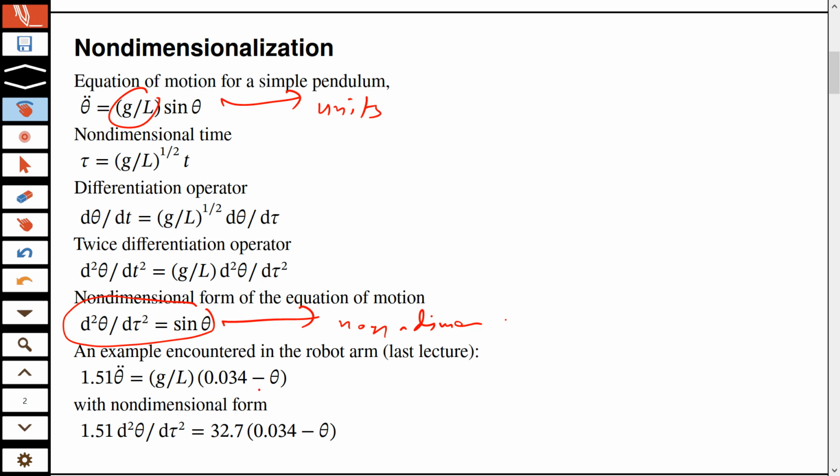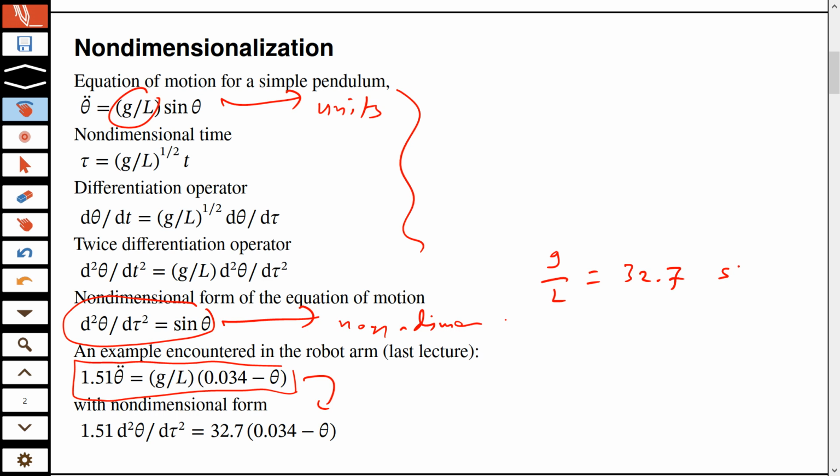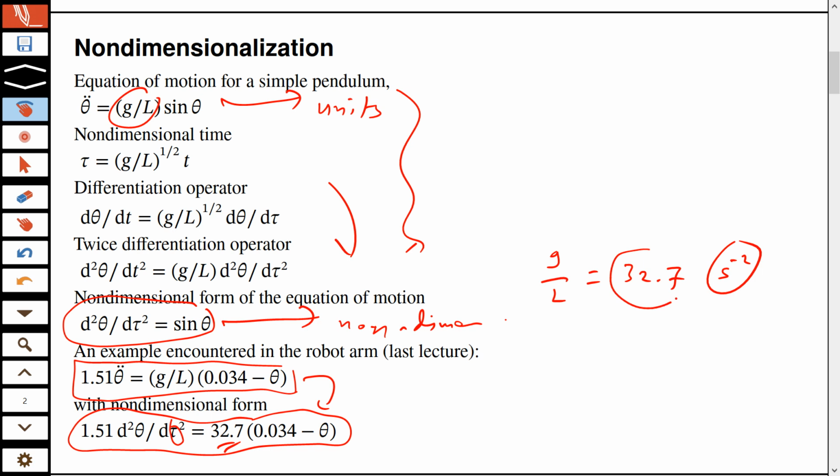Now in that example, this is what we ended up with. If I want to put in the value of G over L, remember the value of G over L in that example was 3.7, and it was second to the minus 2. So you could not get rid of this. But with this method, now you have a new form of the equation which has non-dimensional time. So you can just write this 32.7 as it is.